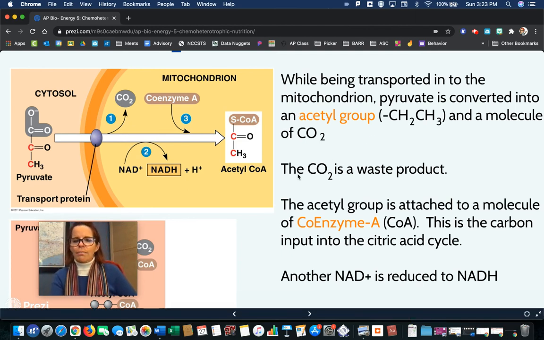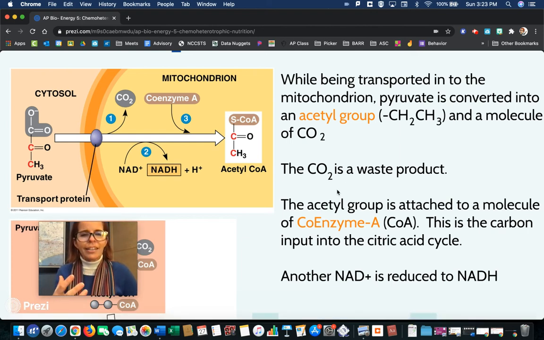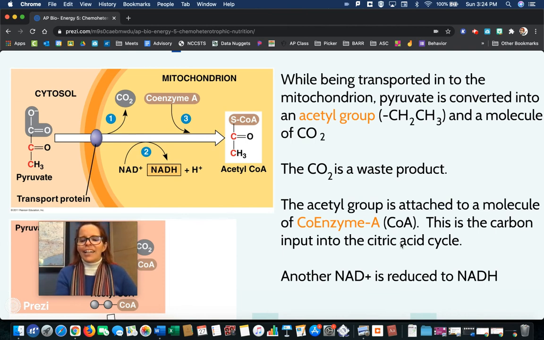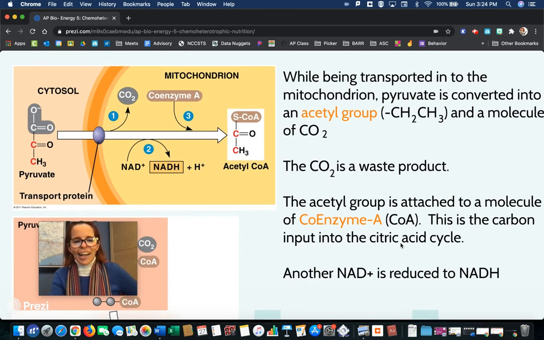See if there's anything I didn't mention here. CO2 is a waste product that has to be removed. You have to exhale it. Otherwise, it combines with the water of your blood. Remember, CO2 plus water makes carbonic acid. That's bad for your proteins. You can't have acidic or low pH in your blood. That would be bad. The acetyl group is attached to a molecule of coenzyme A. This is the carbon input into the citric acid cycle, which we're going to talk about in a minute, but not yet. Another NAD is reduced to NADH. That means that it has collected some electrons and hydrogens in this case.